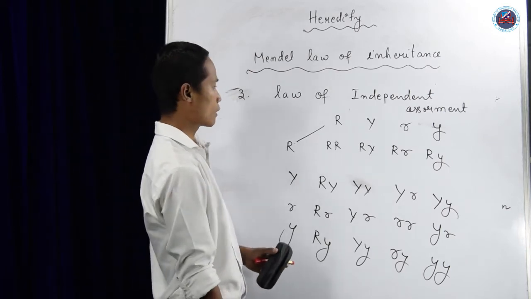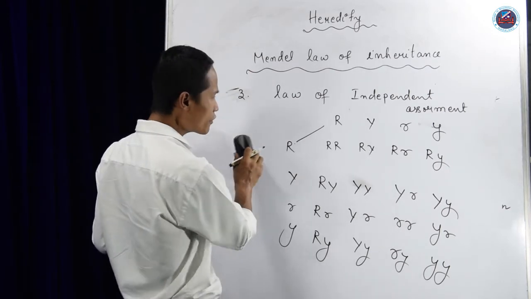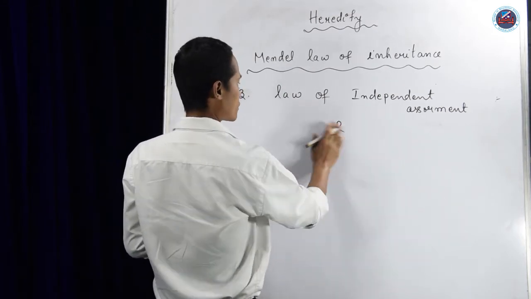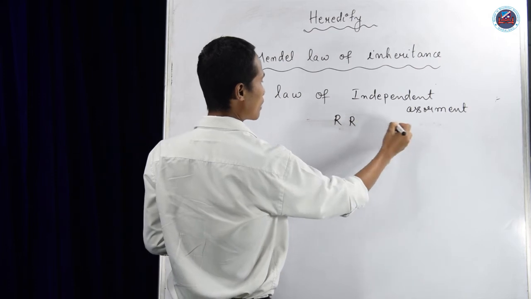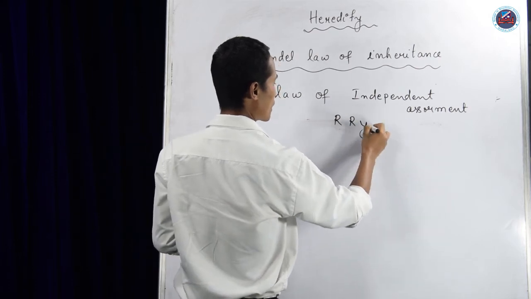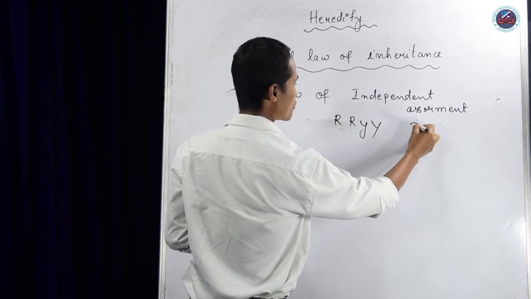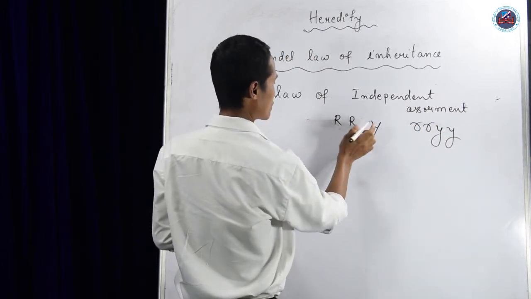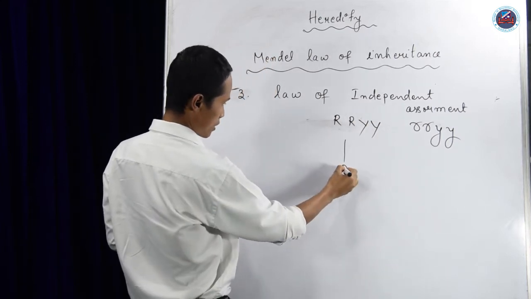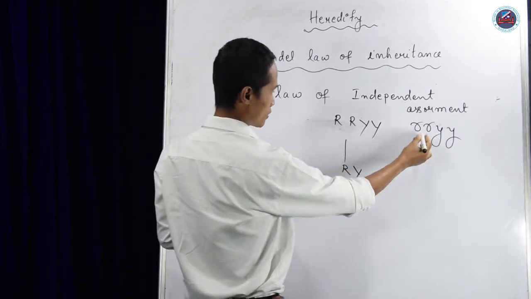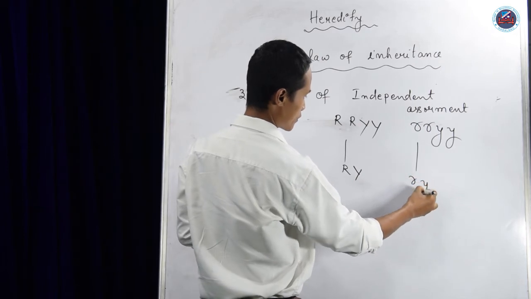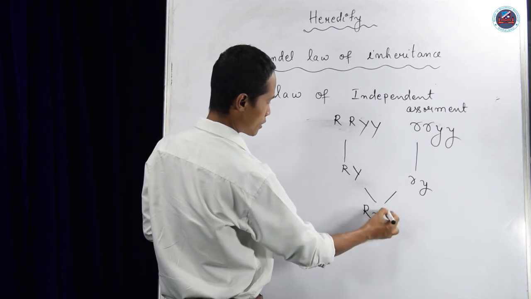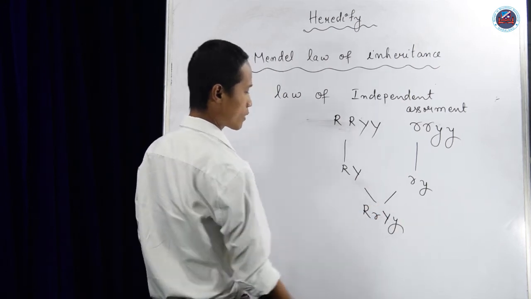Okay, now if I make it self-cross, we get capital R, capital R, capital Y, capital Y, small r, small r, small y, small y. So this is R, this is Y. So this is R, this is small y. So by fusion, capital R, small r, capital Y, small y.